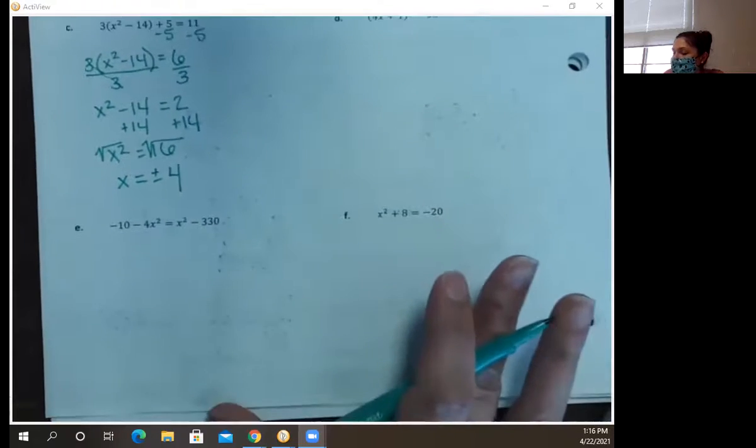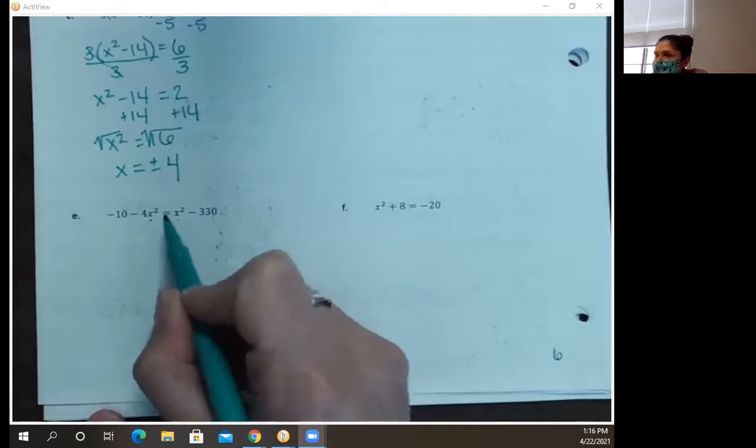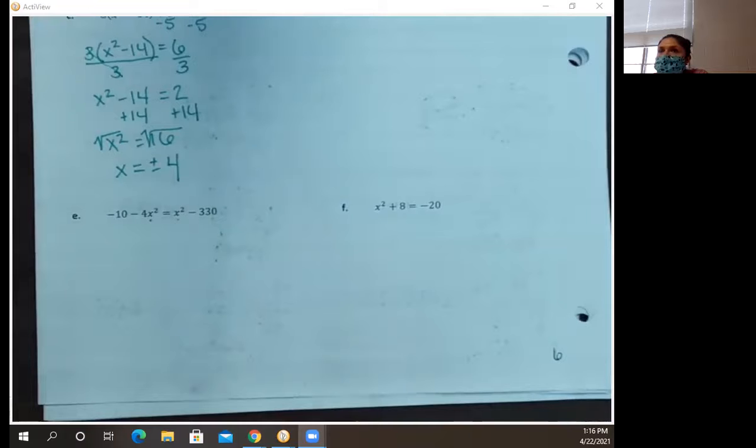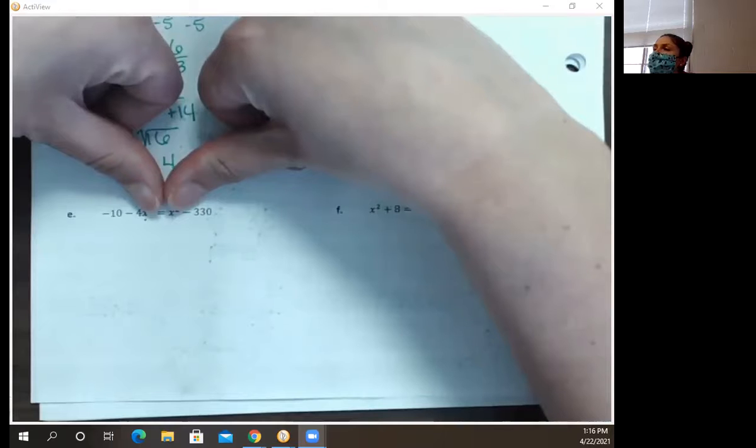The last type of problem that we're going to look at is E. So notice I have 2 x squared terms and they're split up. They're on different sides of the equal sign. So again, I want you to pretend for me that this is not an x squared problem. Let's say it was just a plain old x problem. You guys have solved stuff like this before. What would you do if you were solving for x here and you had x's on different sides of the equal sign? What would you do?